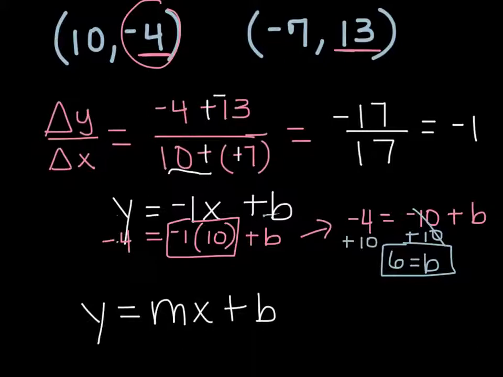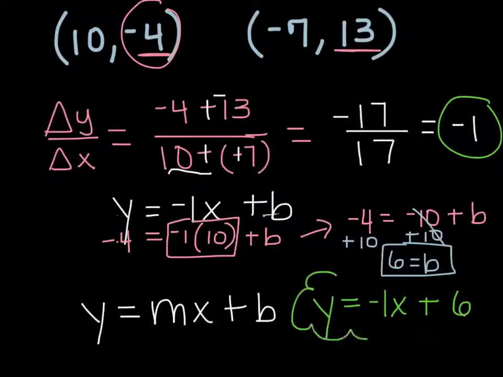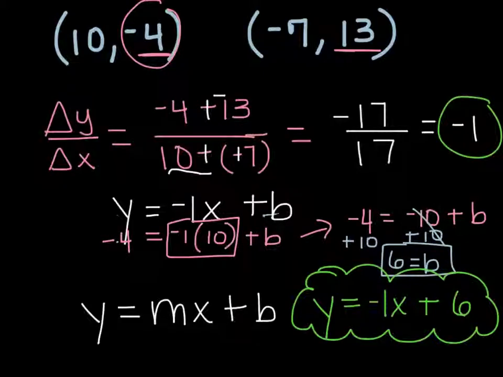Okay, so finally, my last step is to go and write the equation. So my final equation is y equals, well, I know the slope is negative 1, so negative 1x plus the y-intercept I found was 6. So here's the equation in slope-intercept form.